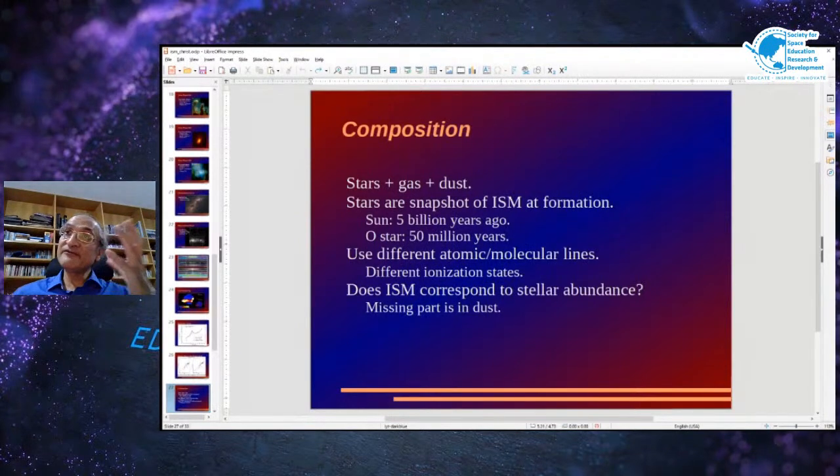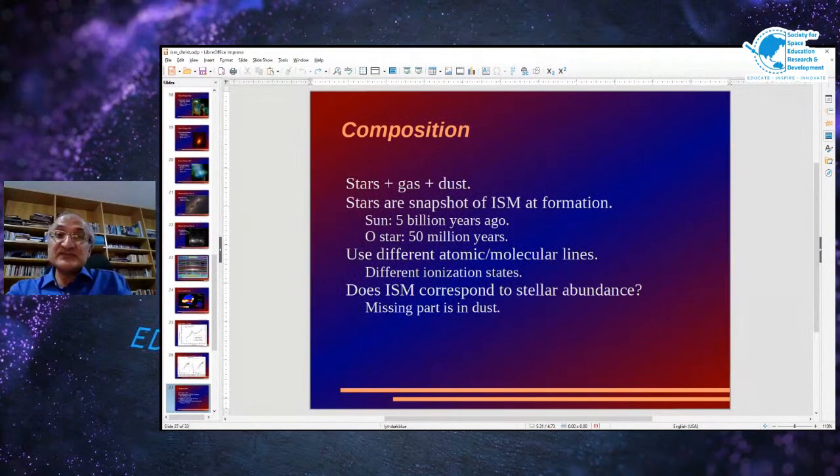So the sun was formed 5 billion years ago. So it's a snapshot of the interstellar medium 5 billion years ago, except that, of course, the sun has had nuclear fusion, so we've formed more and more helium in the sun. If I were to look at an O star, these O stars are much younger, 10, 20, 30, maybe 50 million years. So if I look at an O star, it's a snapshot of the interstellar medium only 50 million years ago. So the sun is old, an O star is young, and so we get samplings of the interstellar medium at different phases.